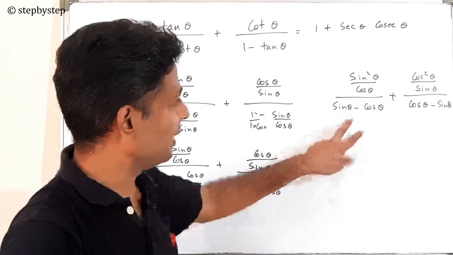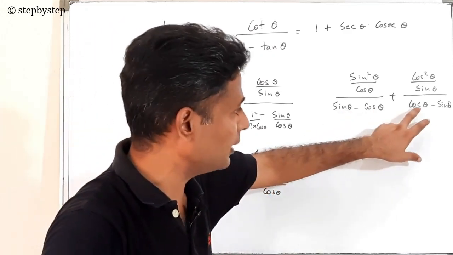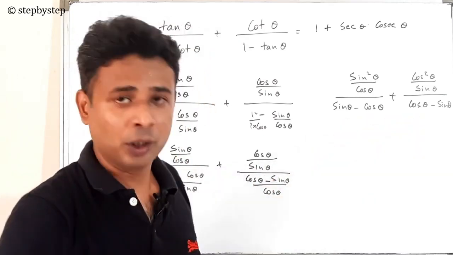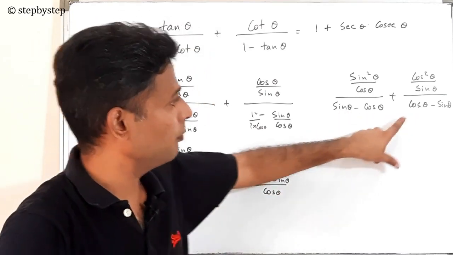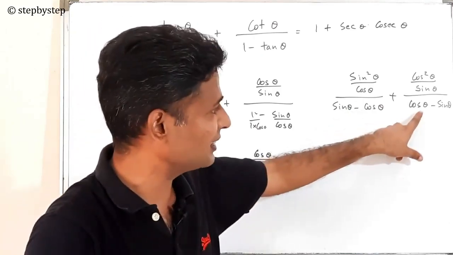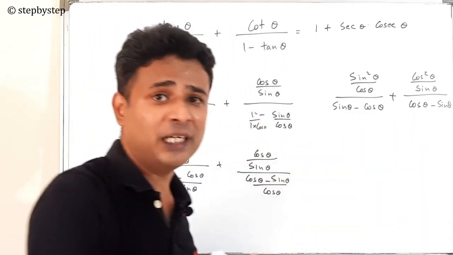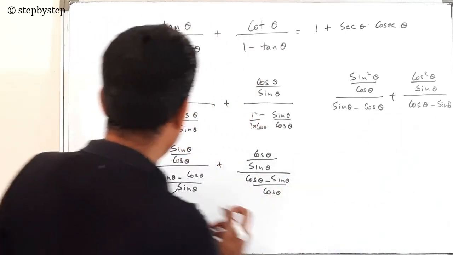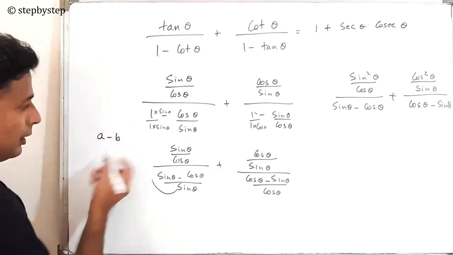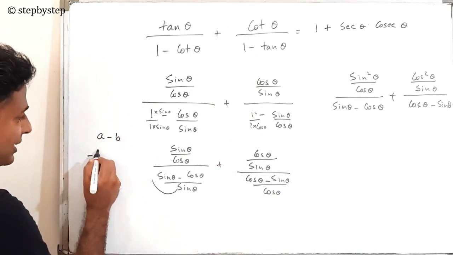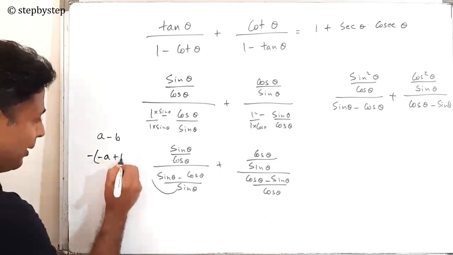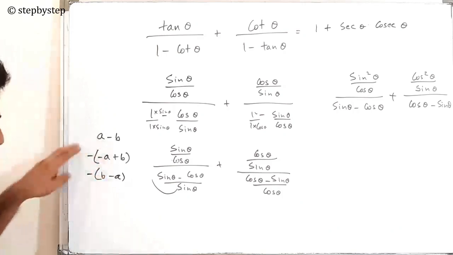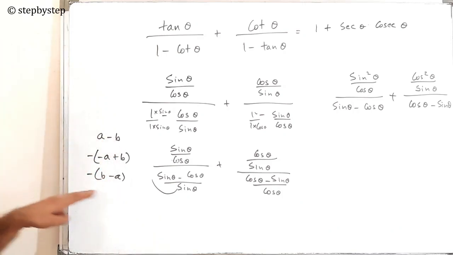Now guys, if you observe in the denominator, here it is sin theta minus cos theta, here it is cos theta minus sin theta. So if I have to take LCM, I'll have to multiply both. But instead of that, I can make it the same thing. So how do you make A minus B into B minus A? By taking minus sign outside. For example, A minus B, how do I make it B minus A? If I take minus sign outside, it becomes minus A plus B, right? So it becomes B minus A. So by taking minus sign outside, I can convert A minus B into B minus A.